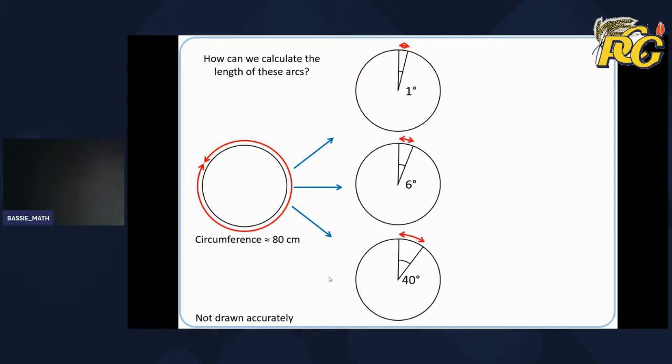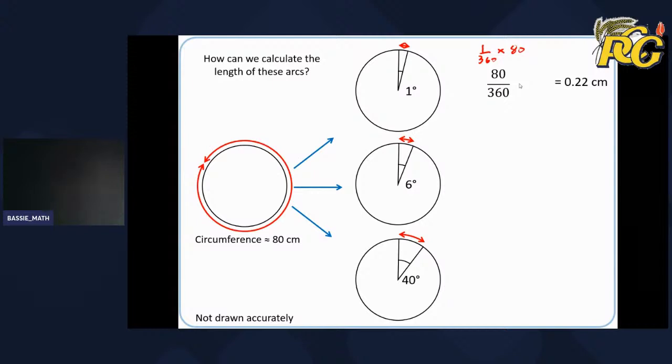Now, how can we calculate the length of these arcs given the angle? So I would naturally say 1 over 360 times the circumference, right? And that one is from the fact that we have 1 degree. So 1 over 360 times the 80, right? And we should get the answer. The PowerPoint presents it a different way because 1 times 80 is 80. So we have 80 over 360, which can be reduced to 0.22 as a decimal fraction.